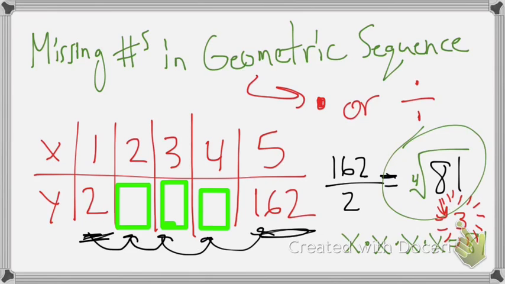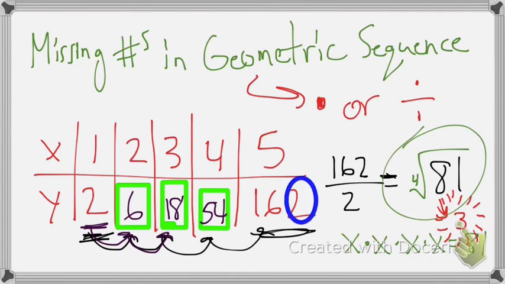So now we start with this 2. 2 times 3 would be 6. 6 times 3 would be 18. 18 times 3 would be 54. And if we did 54 times 3, we'd get 162.